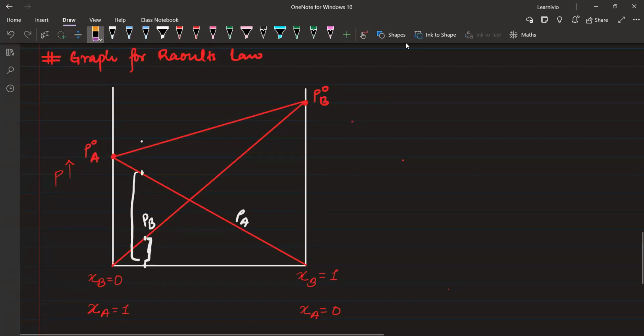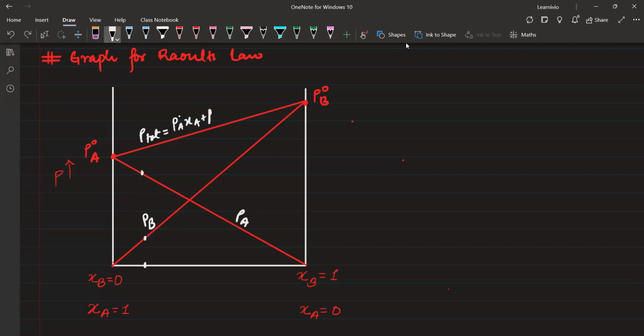Now, what is the top line representing? Just need to clear this part. So this is representing the P total. It is equal to P naught A chi A plus P naught B chi B. Does this make sense? Yes or no? Please tell me, guys. Yes, sir. Please copy this down.